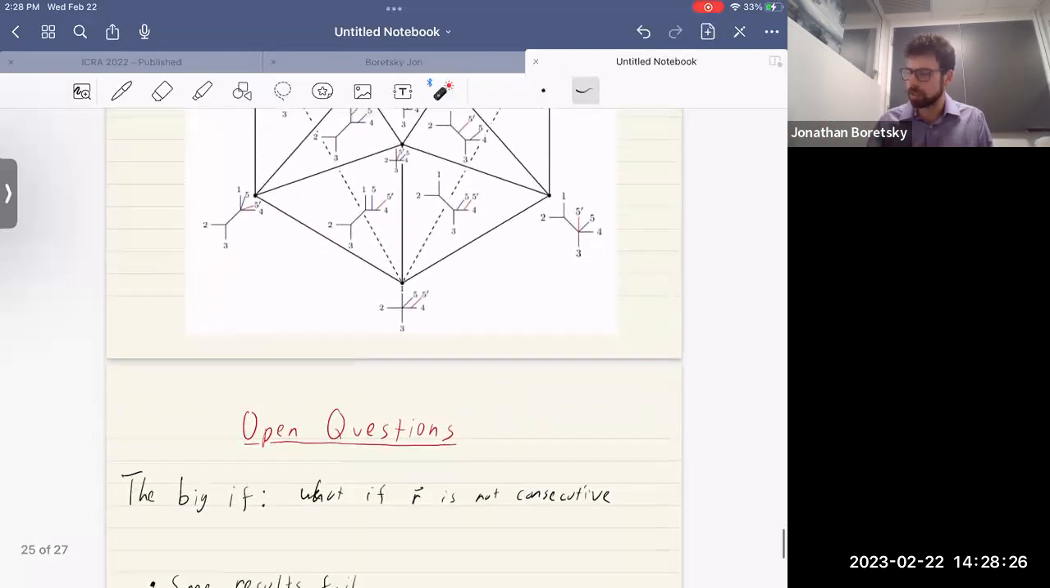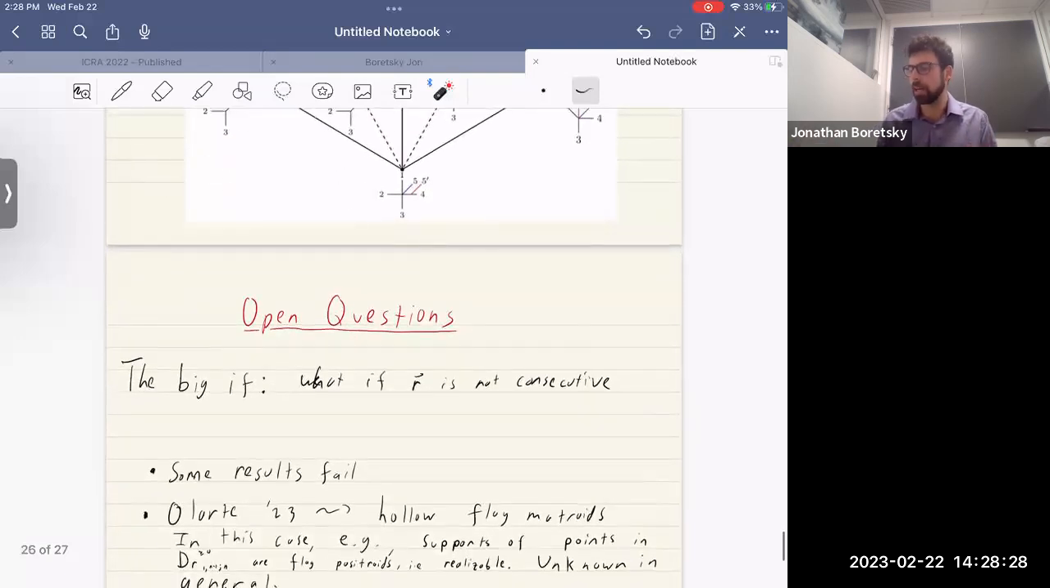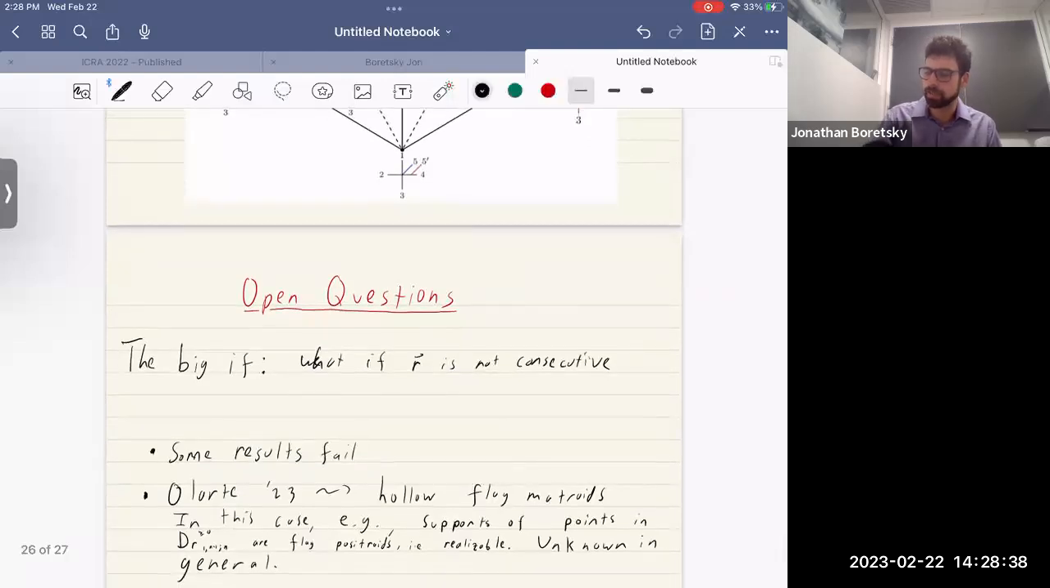And I just want to finish with some open questions. So the big if is what happens when R is not consecutive, right? So everything I've said in the second half of this talk has been for consecutive R. What goes wrong when you don't have consecutive R? So some results fail. So for example, we know already that the flag Dressian, FL Dr R, and the non-negative part is not equal to the tropical flag variety.